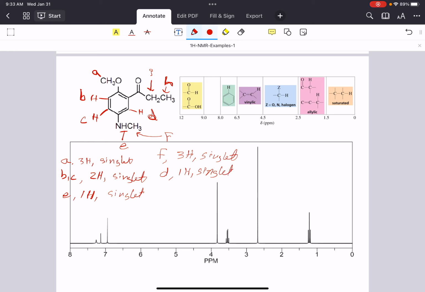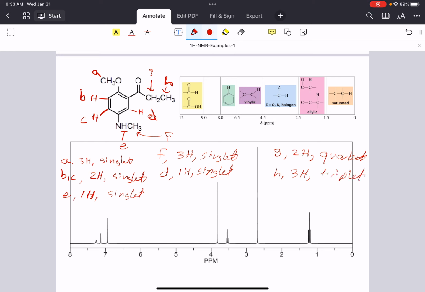And then our final two that we have to think about, G and H, that's a standard ethyl group, so CH2 next to a CH3. So G as a CH2 should integrate to two hydrogens because it has 3 neighbors. That should then show up as a quartet. Methyl group H is going to integrate to 3 hydrogens. It has 2 neighbors. It should appear as a triplet.